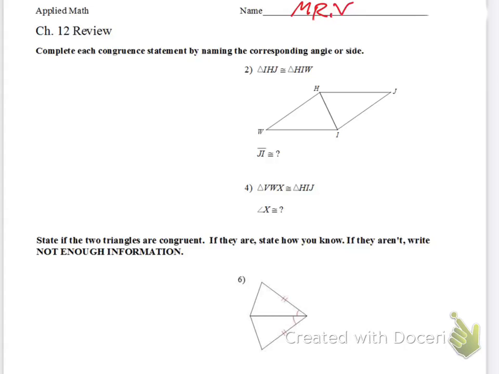All right, so for number 2, complete each congruent statement by naming the corresponding angle or side. So if the triangle IHJ is equal to the triangle HIW, then JI, so right here, is going to be equal to what? So this is J and then the I there, so it'd be WH. I found that out just by, it went from a W to an H, just like it went from a J to an I.